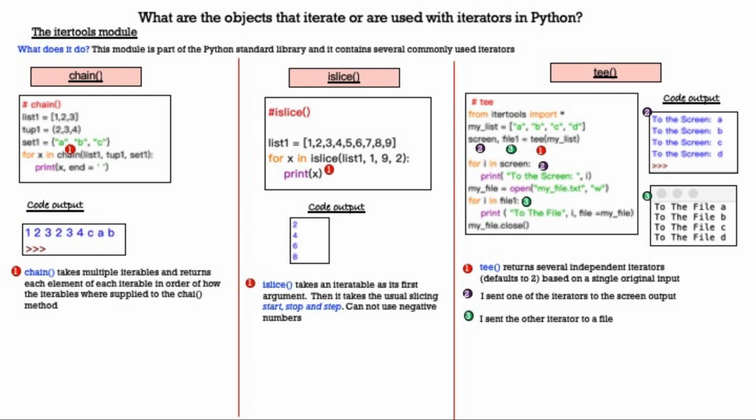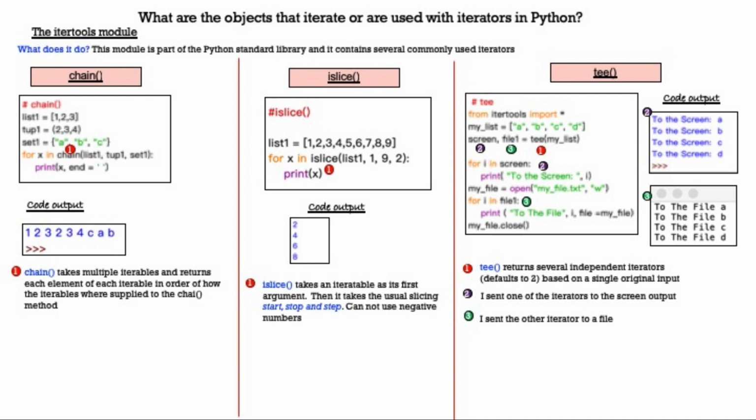For x in islice, list 1, 1, 9, 2. So 1 is the start, 9 is the stop, and it's non-inclusive, so we won't take that index. And then the stride or the step is 2. So we'll take every other one. It prints out 2, 4, 6, 8. It starts at index 1, which is number 2. That's why we get the 2, 4, 6, 8.